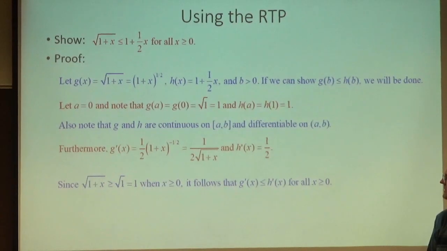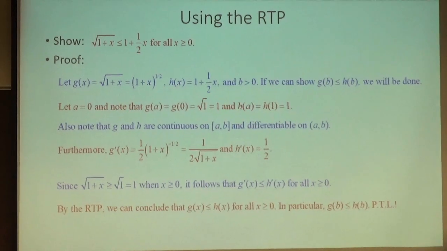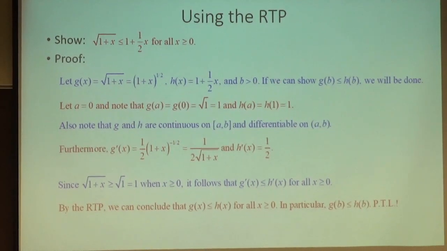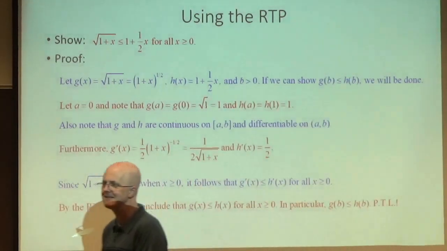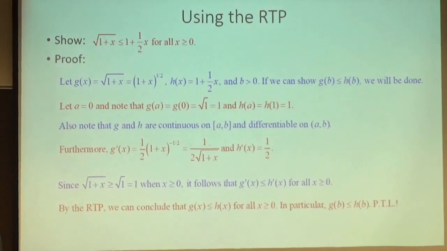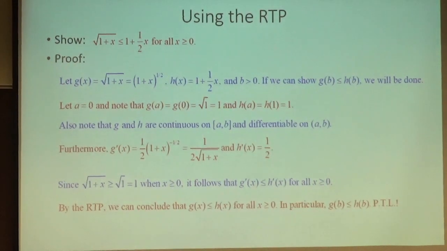Now apply the racetrack principle to say G is always less than or equal to H. In particular, G of B is less than or equal to H of B. We're done. Praise the Lord. Okay? So these things, they're tricky. They're subtle. The most difficult thing is just knowing what to do.